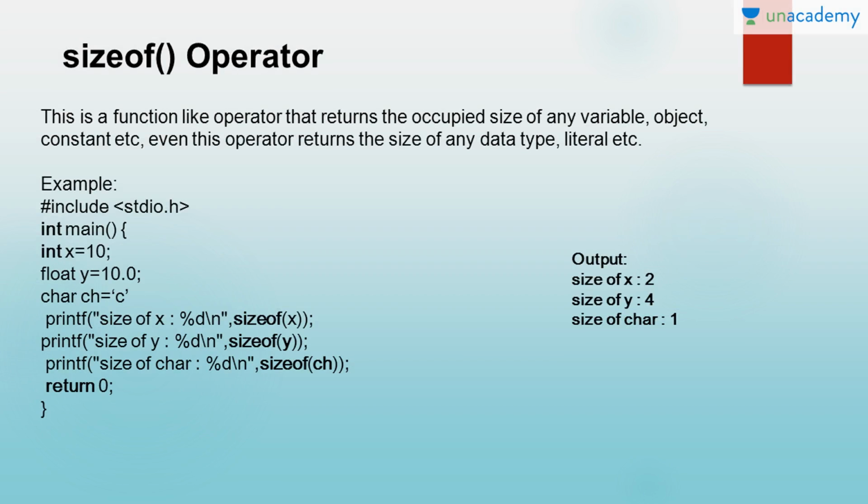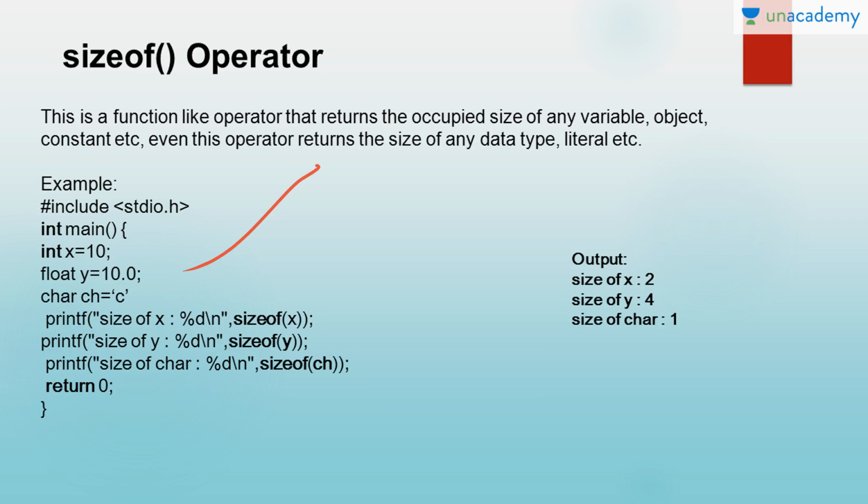So next is sizeof operator. Sizeof operator actually returns the size of any variable or object, that is, any data type. So here we have declared x as 10, y is equal to 10.0 and c as a character. So see, first we want to return the size of x. X is an integer. So what is the size of x? We have learned that the size of int is 2 or 4, float is 4, character is 1. So int is 2, float is 4, character is 1.